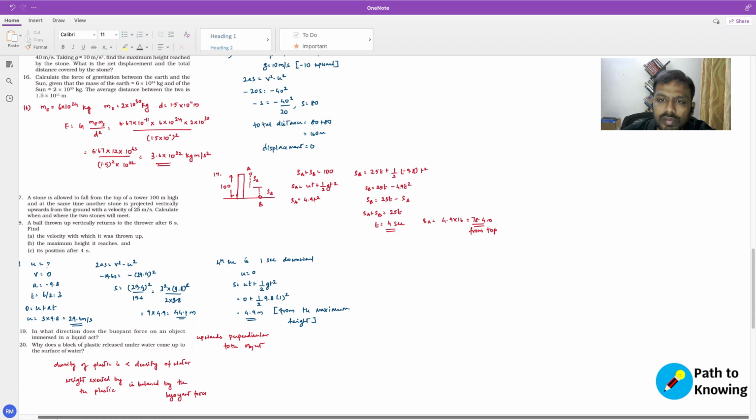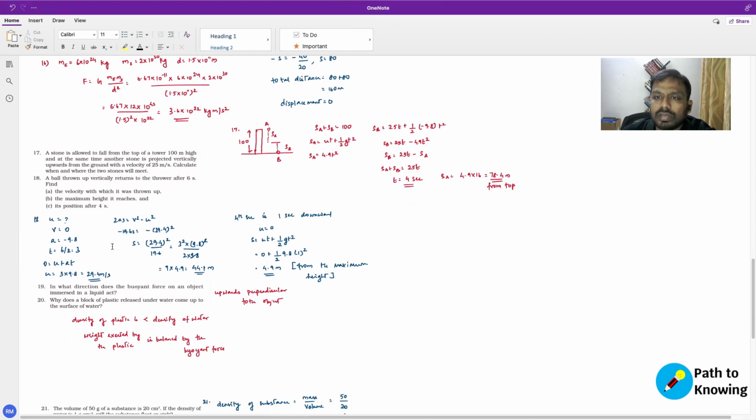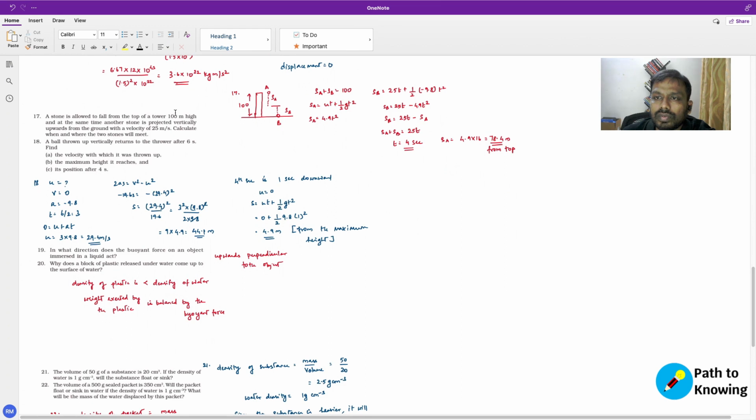Okay. Question 17. A stone is allowed to fall from a tower 100 meters high, and at the same time another stone is projected vertically upwards from the ground with a velocity of 25 meters per second. Calculate when and where the two stones will meet.